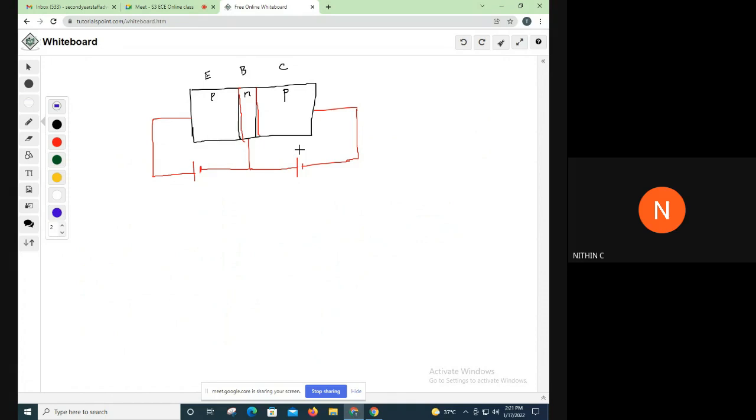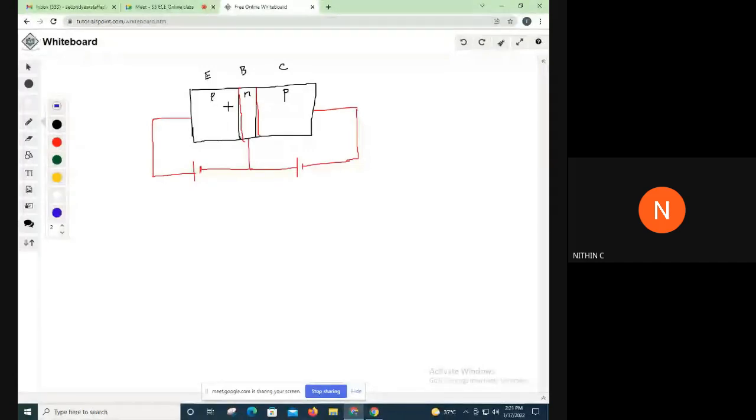So specifically, you are observing this figure. We are usually explaining all the things with respect to this PNP transistor. So you know about the different carriers in all these regions. This region is an emitter.